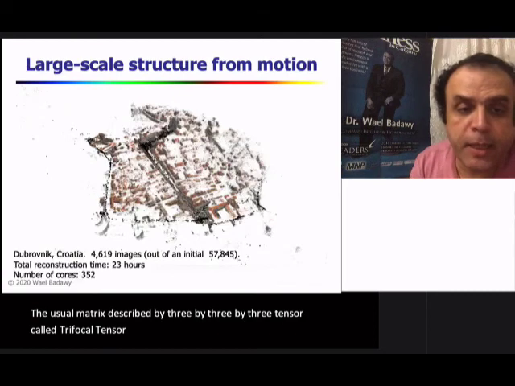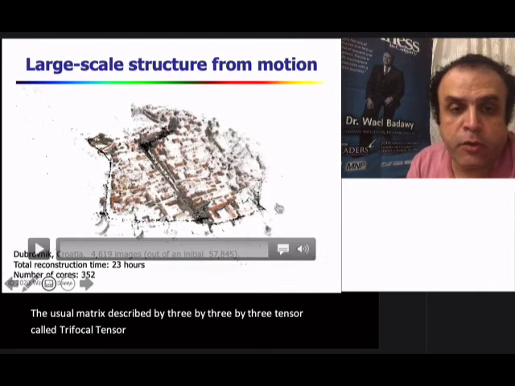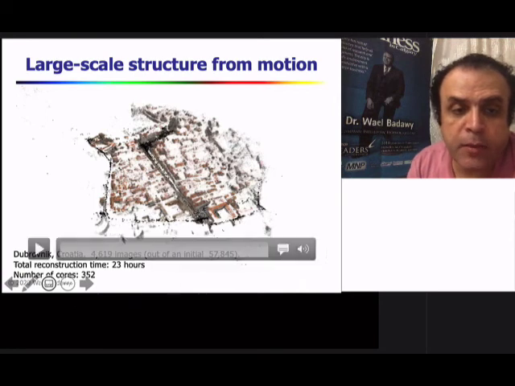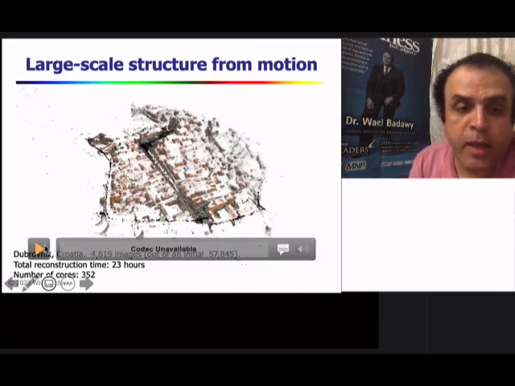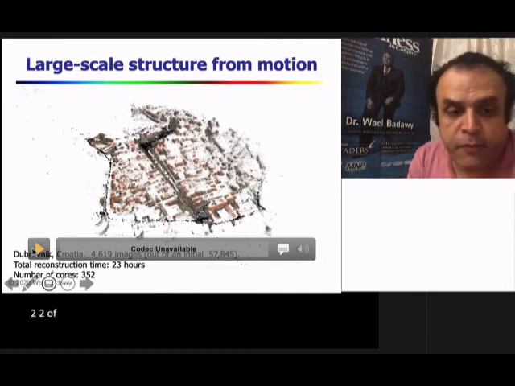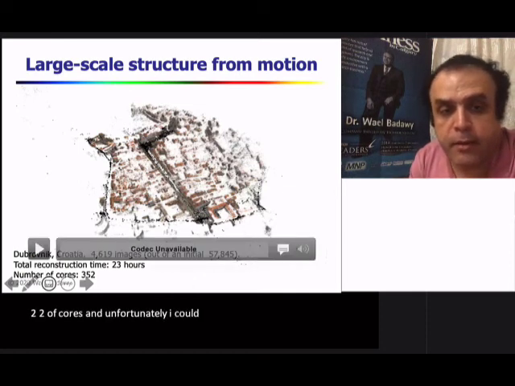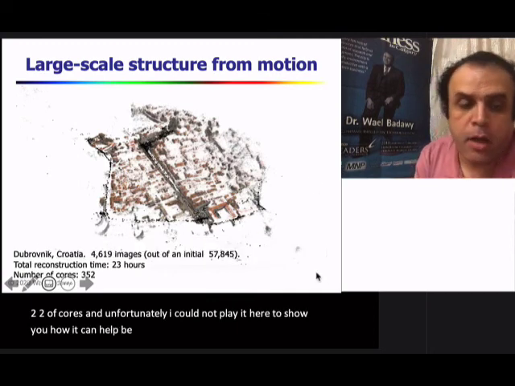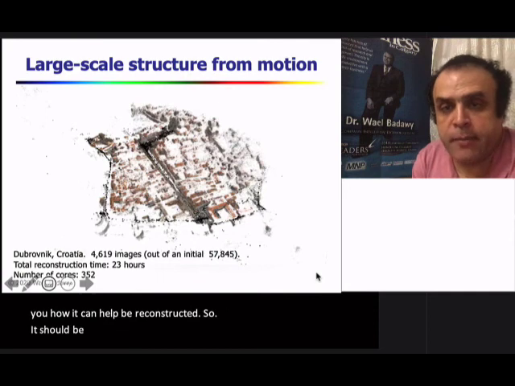So for example, here I have the image of Croatia from two different points. It took 23 hours for reconstruction, and we have 352 cores, and unfortunately I could not play it here to show you how it is constructed. So it should be followed up in the lab.